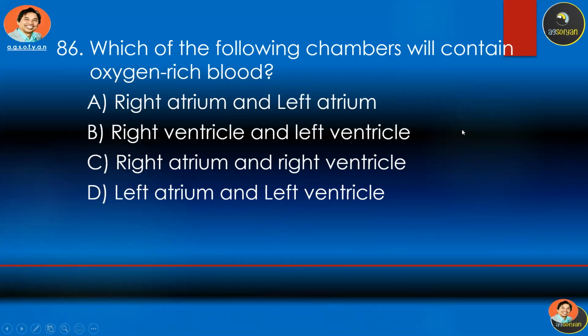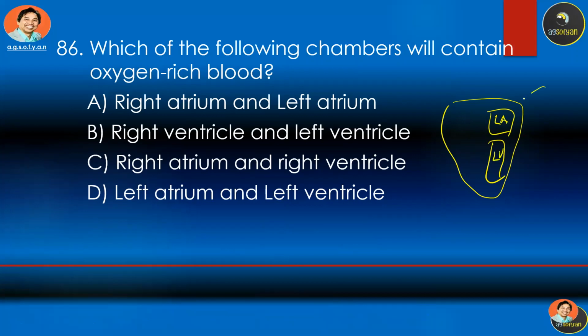Which of the following chambers will contain the oxygen-rich blood? Okay, so it's going to be the opposite side. The left side, which is left atrium and left ventricle, will have the rich blood because it just received blood from the lung. So this is the one that has rich blood, left atrium and left ventricle.